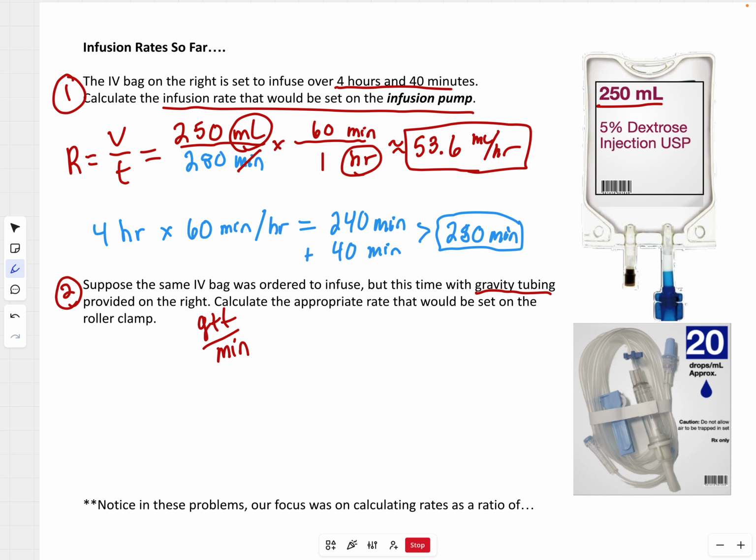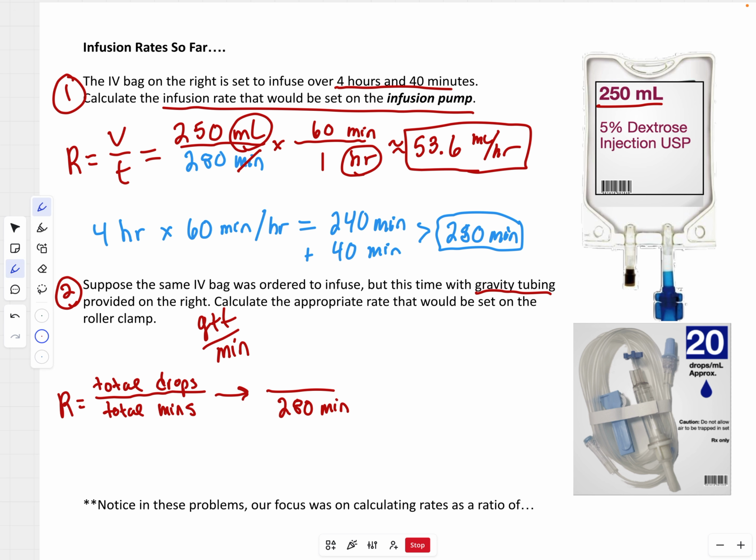For this second problem, if you didn't already do this, go ahead and pause the video, attempt it on your own. I'm going to do the same thing. I'm going to start with a volume over time, but specifically, I want to know the total drops over the total minutes. So let's find the total number of drops from this infusion. We can divide that by the total number of minutes. We already know the total number of minutes. We calculated that in the previous problem. This infusion is running for 280 minutes.